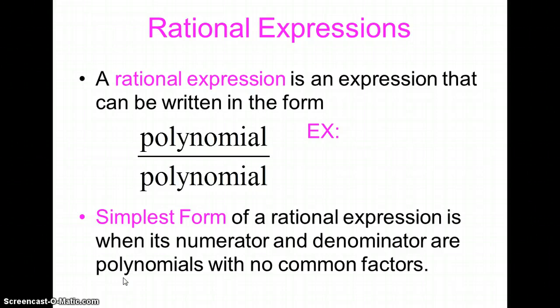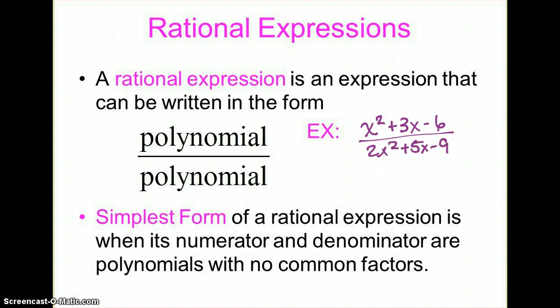Now, a rational expression is defined as an expression that can be written as a quotient of two polynomials. If you remember, polynomials can be anything from monomials to a binomial or a trinomial or any other kind of polynomial. An example might be, let's do some quadratics, x squared plus 3x minus 6 over maybe something like 2x squared plus 5x minus 9. Anything that creates a polynomial over a polynomial.